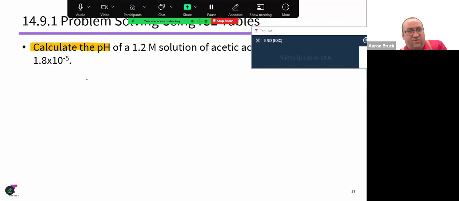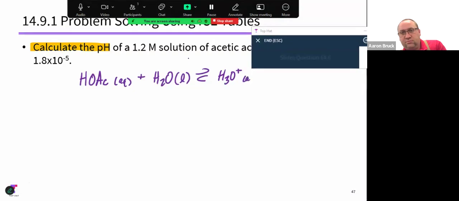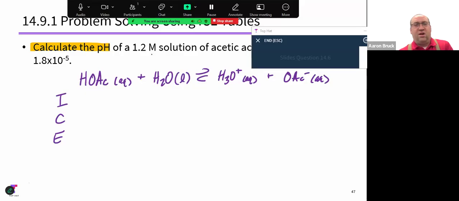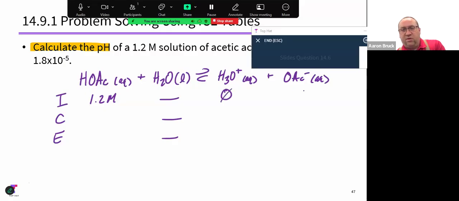So we need to set up our equilibrium first. Acetic acid, which we're just going to abbreviate HOAc, reacts with water to make hydronium and the acetate ion. So setting up our ice table, our initial concentration of acetic acid is 1.2 molar. We don't care at all about the water because it's not a reaction participant. Our initial concentration of hydronium is 0. Our initial concentration of acetate is also 0.